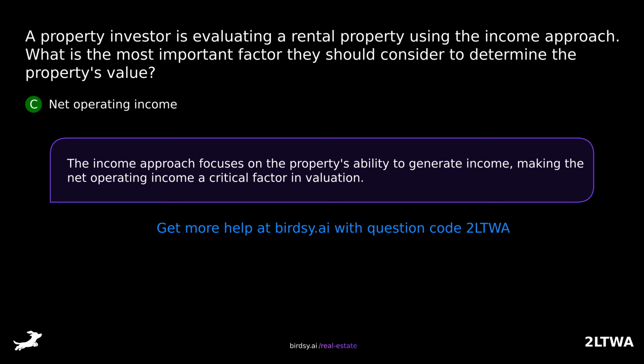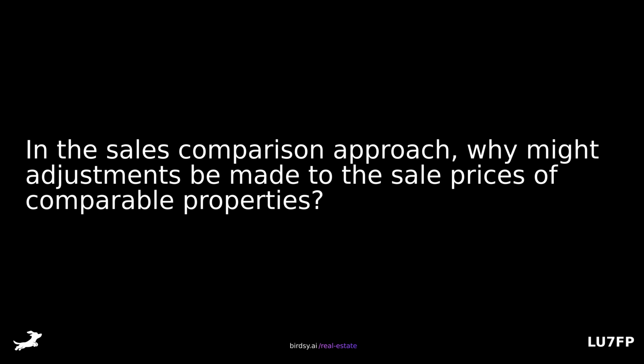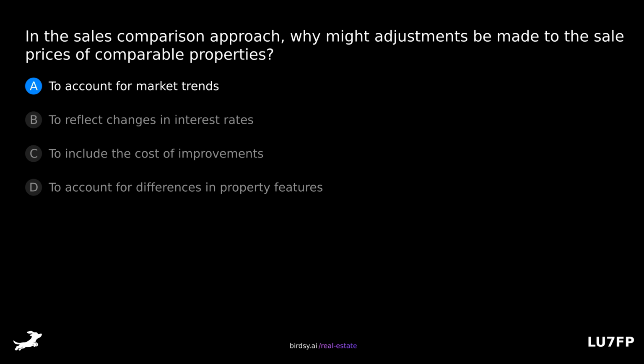In the sales comparison approach, why might adjustments be made to the sale prices of comparable properties? Is it A, to account for market trends? B, to reflect changes in interest rates? C, to include the cost of improvements? Or D, to account for differences in property features? The answer is D, to account for differences in property features.